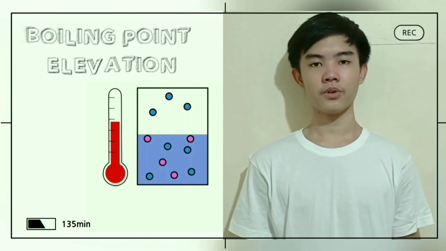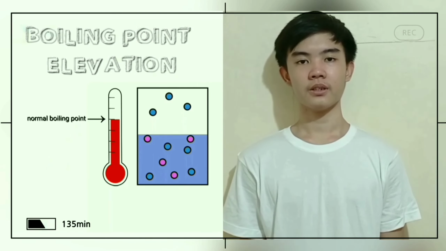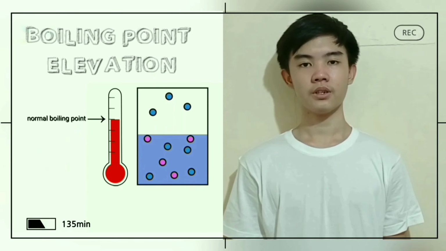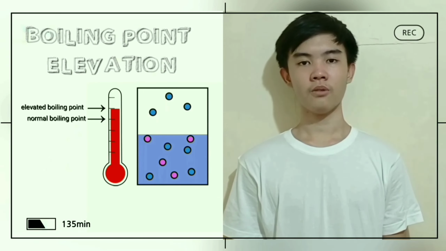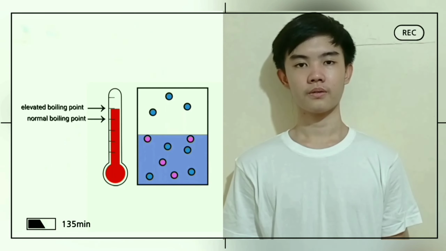When a solution is raised to the temperature at which the solvent should boil, again, there are solute particles blocking the solvent molecules from going into the gas phase. This means more heat energy will be needed to compensate for this activity, which results in an elevated boiling point.